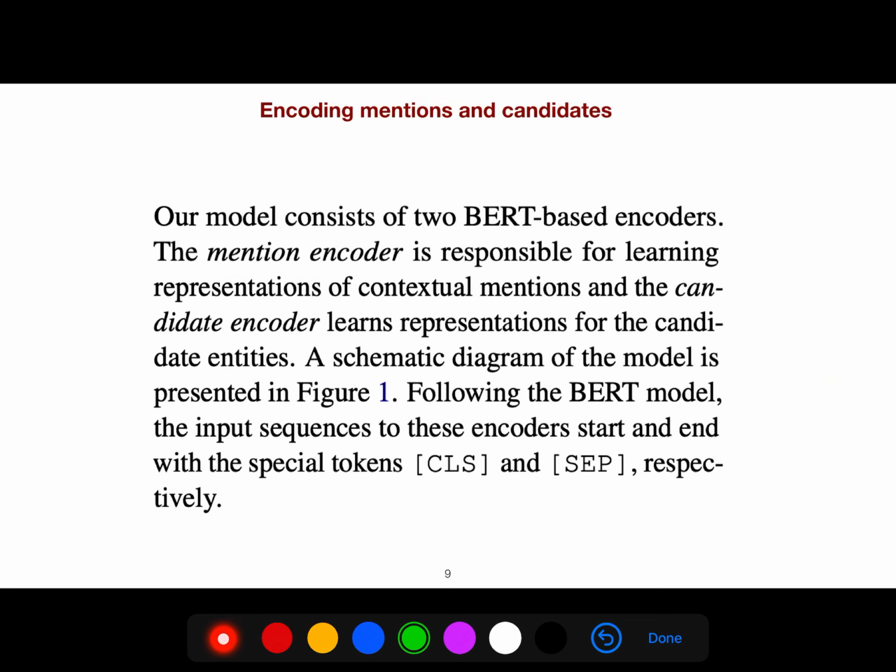So their model consists of 2 BERT-based encoders. The mention encoder is responsible for learning representations of contextual mentions, and the candidate encoder learns representations for the candidate entities.